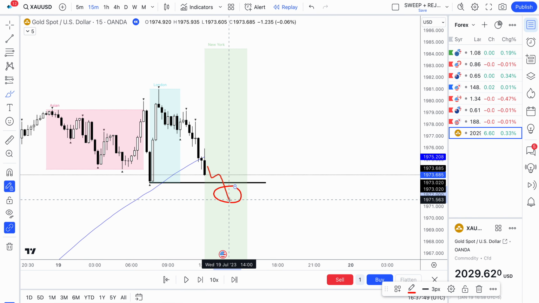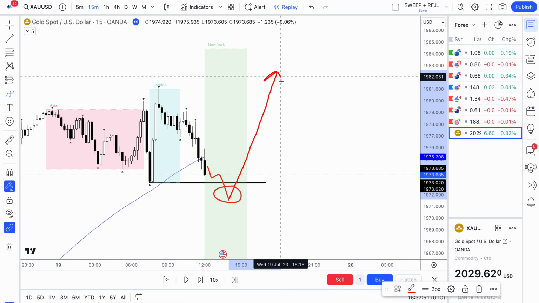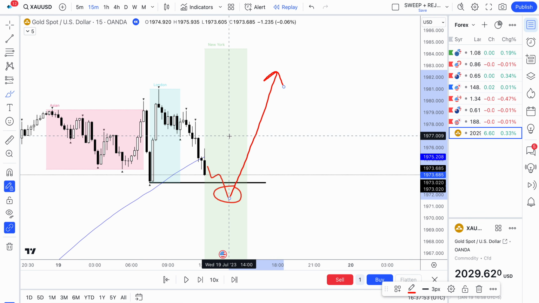Once we've seen the sweep, then we can look for a long trade. But we have to see a sweep of liquidity in order to enter a trade. Because if you can't see the liquidity, you probably are the liquidity, right? So we need to see the liquidity being swept.